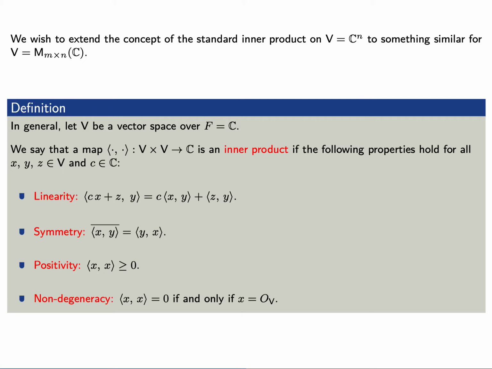Second, we want there to be the property of symmetry. That is, if we were to take the complex conjugate of the inner product of x and y, this should be the inner product of y and x. Third, we should have positivity. That means the inner product of x with itself should be a non-negative real number. And finally, we should have non-degeneracy. That means the inner product of x with itself should be 0 as a complex number if and only if x is 0 as a vector.